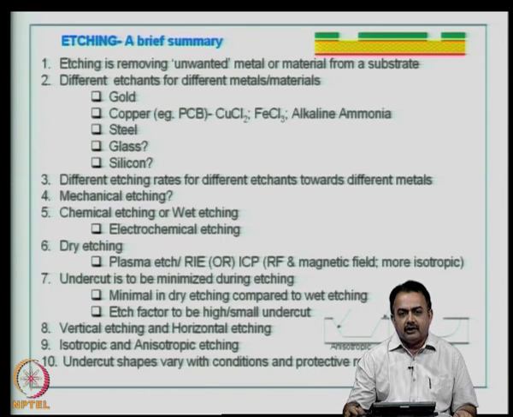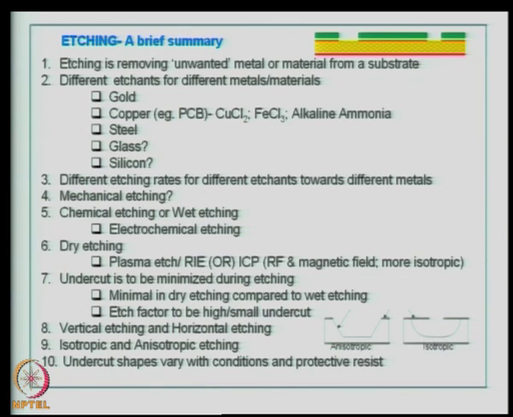Undercut shapes vary with conditions and protective resist. So, you have to be a very keen observer if you want to look at the undercut. So, as you can see here in this figure, this is isotropic etching and this is anisotropic etching. So, the rates are almost the same if you use isotropic etching, but that depends on the material also to be etched, in terms of the structure of the material and the etchant that you will use for this. This is anisotropic etching and the top surface is the photoresist or the mask.